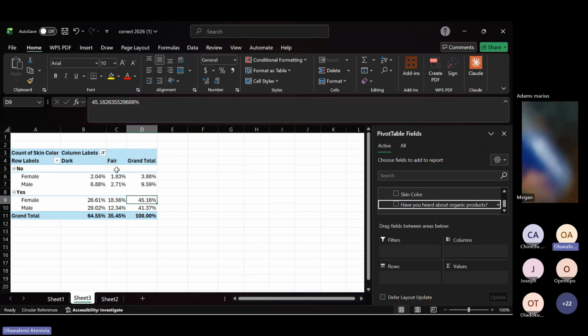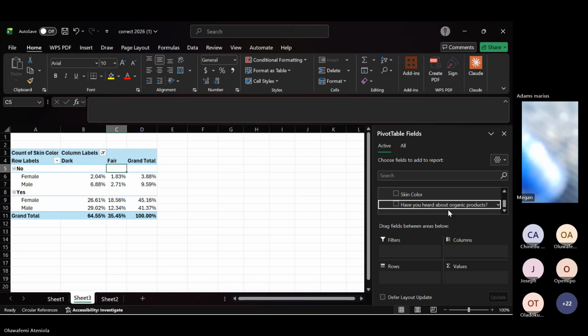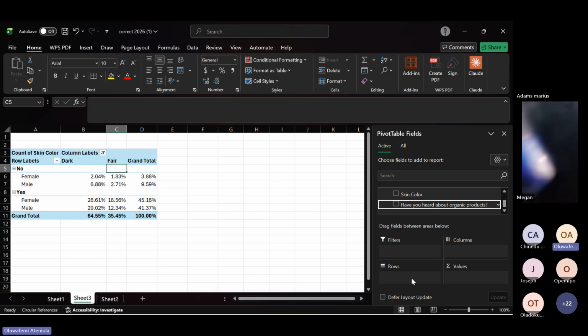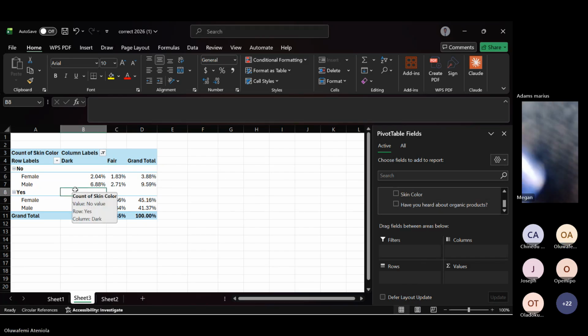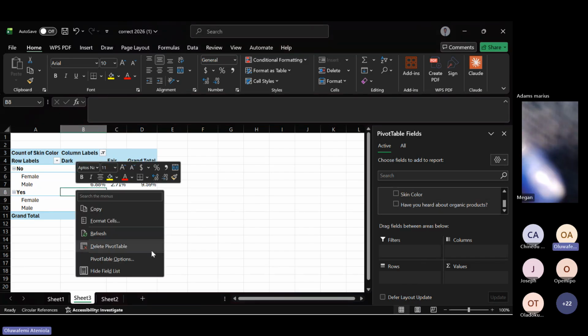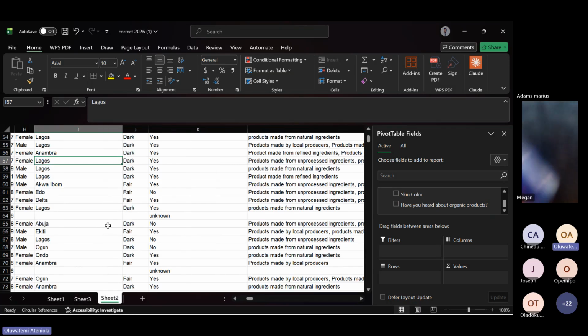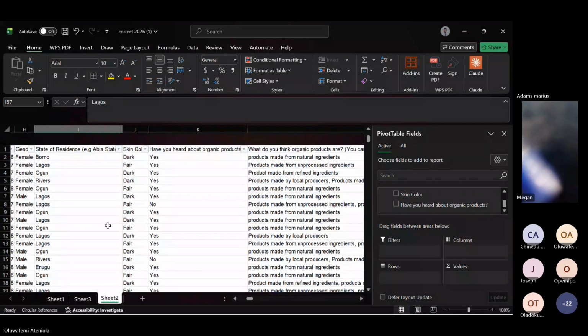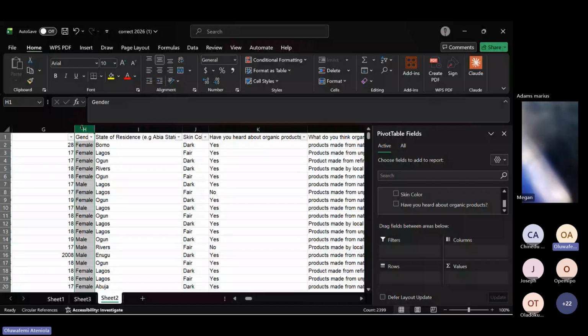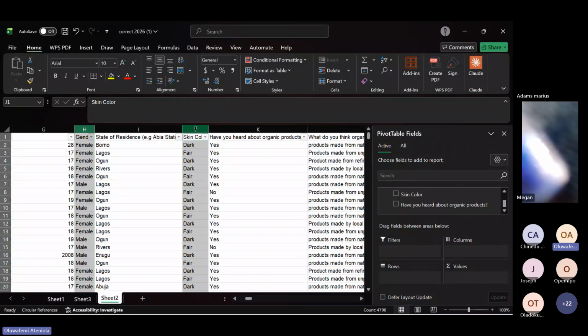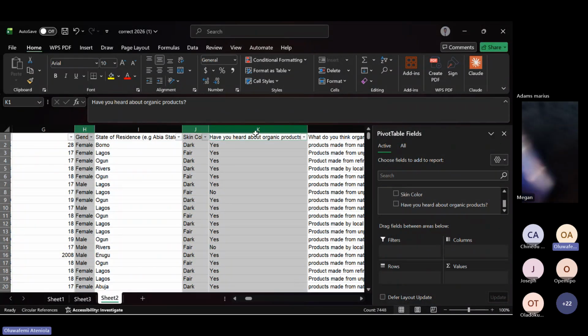Let's hold on. I'm just going to do this. It is meant to show here, so we can take them out. Some of these are meant to move here. Delete this one, the pivot tables, then move to sheet 2. Please pay attention this time around. So we can take gender, we can take the skin color, we can take the head of this.